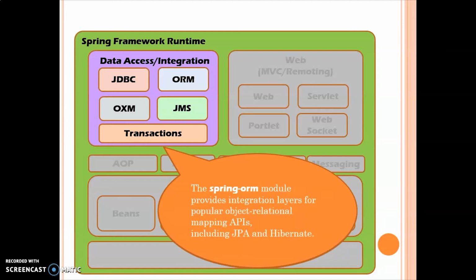Going further, the Spring ORM module helps you in integrating the various ORM APIs that we have, or the object relational mapping APIs, like we have JPA and Hibernate. There are various other such ORM modules which you can use and integrate with Spring.